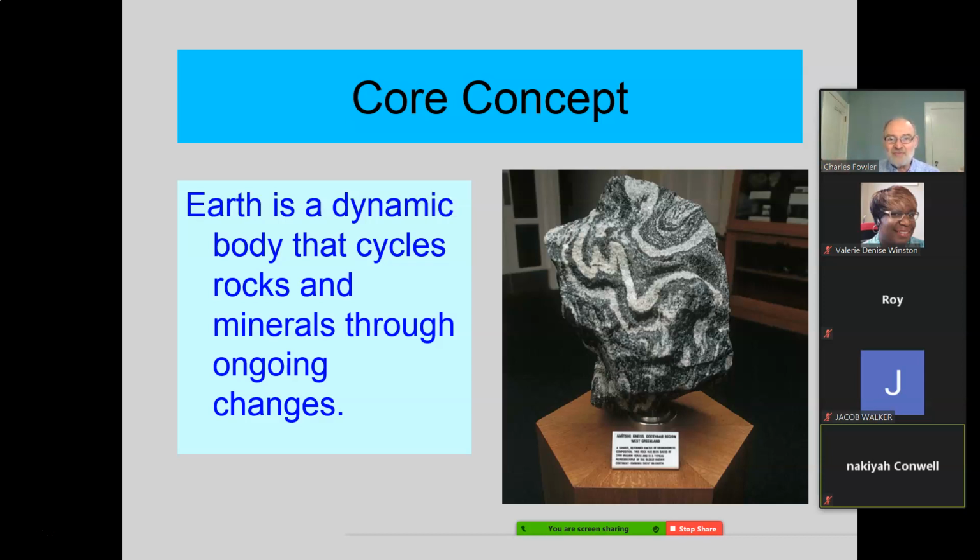And just about after every chapter, you're going to learn something called the cycle. We're going to talk about the rock cycle. We're going to talk about the hydraulic cycle. We're going to talk about cycle after cycle, which means things change, going back to what they were before, remaining the same. That's what we're talking about here. Earth is a dynamic body that cycles rocks and minerals through ongoing changes. Okay, and again, I have to click on the slide to get it to advance.